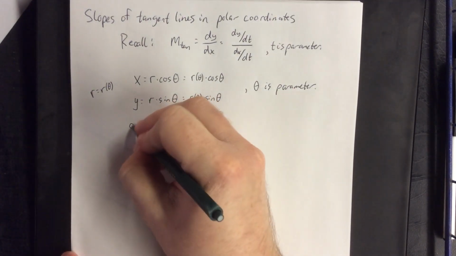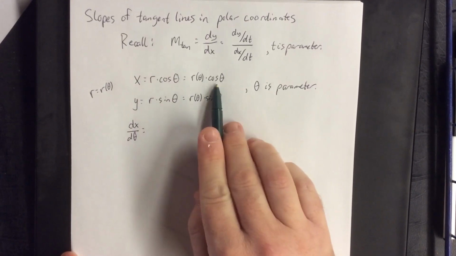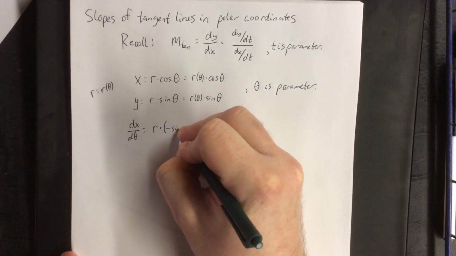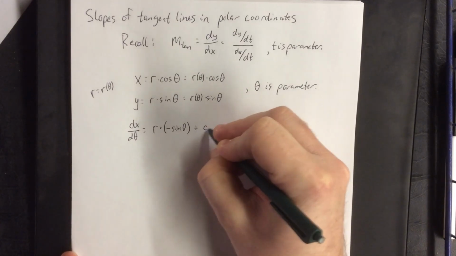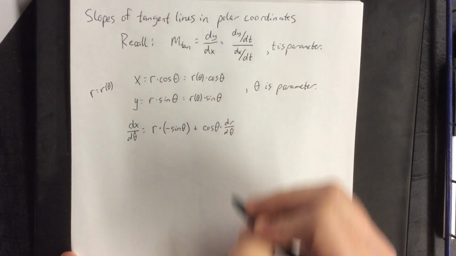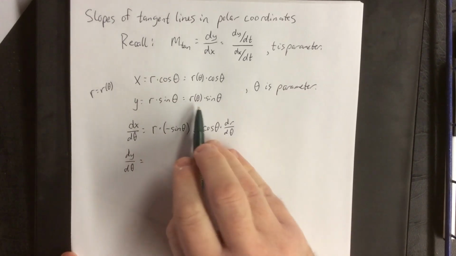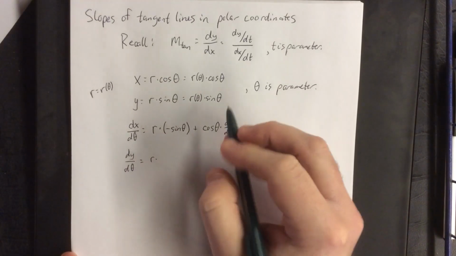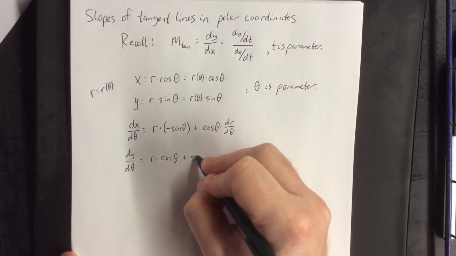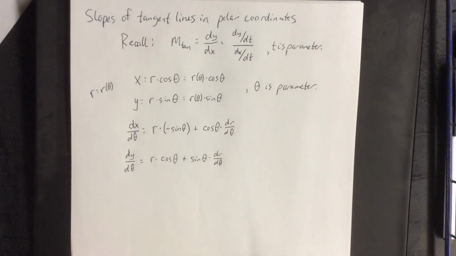So with that in mind, dx d theta would be equal to, from this formula here, we'll need the product rule. So first times the derivative of the second plus the second times the derivative of the first. We'll call that dr d theta. dy d theta is going to be equal to, from this formula, the first, which is r, times the derivative of the second, which will be cosine of theta, plus the second, sine of theta, times the derivative of the first. That'll be the derivative of r with respect to theta.